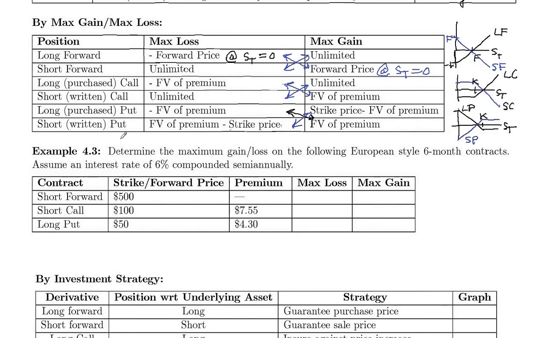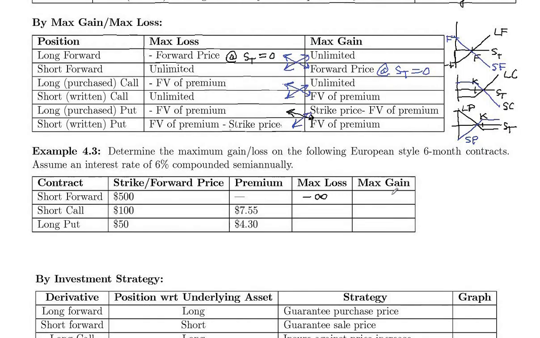For example, here in 4.3, we have a short forward with a strike price of 500, and a forward does not have a premium. We want to know what the max loss and the max gain are here. Well, for the max loss, we're short the forward, so that looks like this. As the spot price goes to infinity, the loss could go to minus infinity. So your max loss here could be minus infinity.